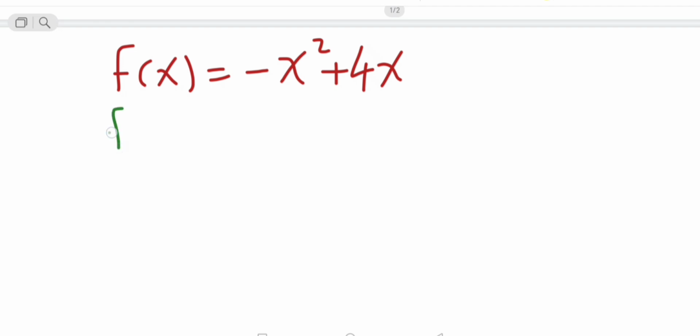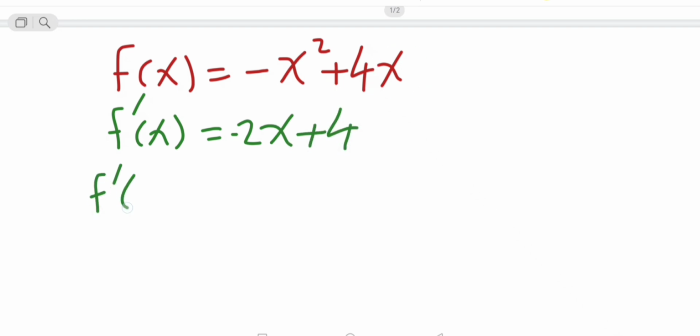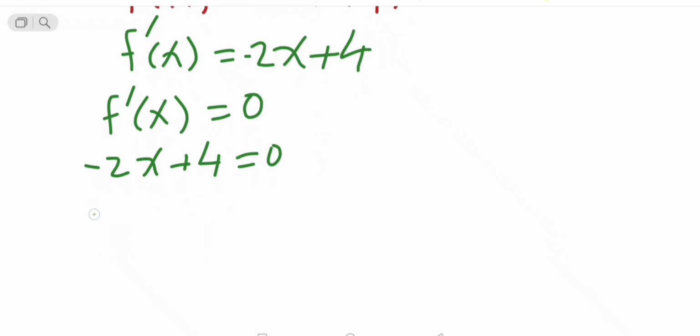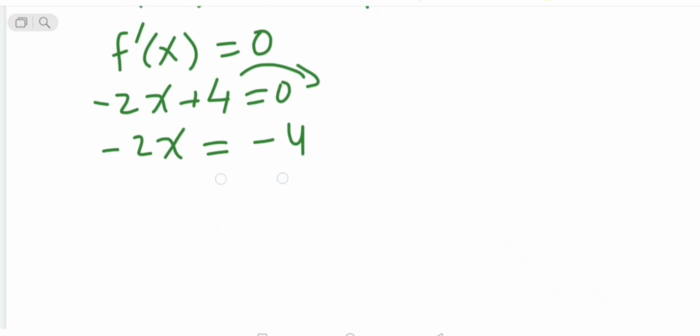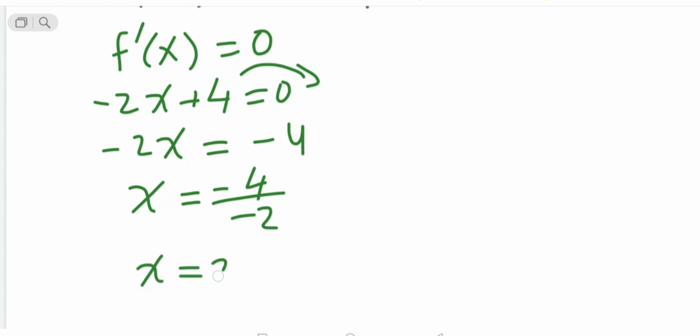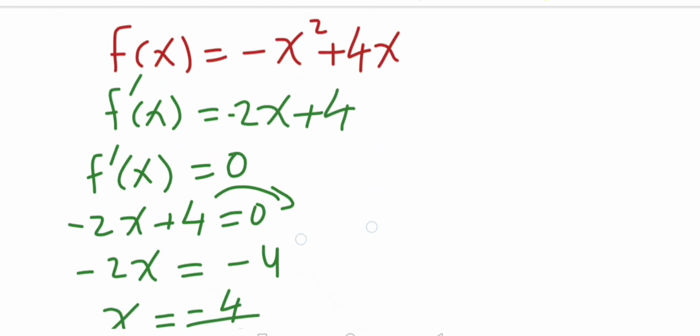We will find the first derivative. The first derivative is minus 2x plus 4 because the derivative of x is 1. Then we put the first derivative equal to 0. So minus 2x plus 4 equals 0. So minus 2x equals minus 4, because plus 4 when it goes to the other side becomes minus 4. Minus 2 is multiplying, so when it goes to the other side it will divide. So x equals minus 4 divided by minus 2. So x equals 2.